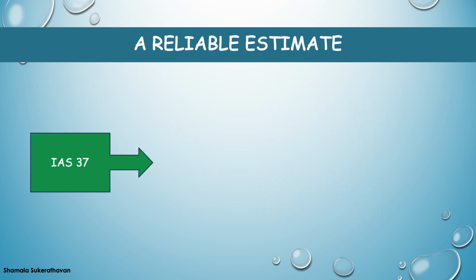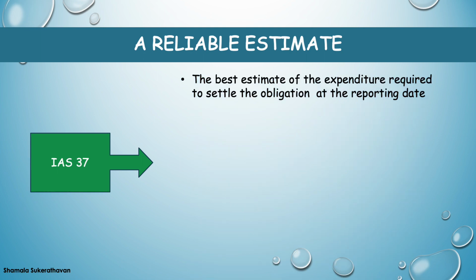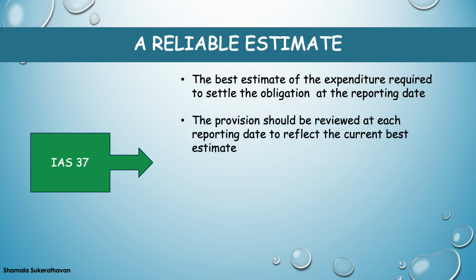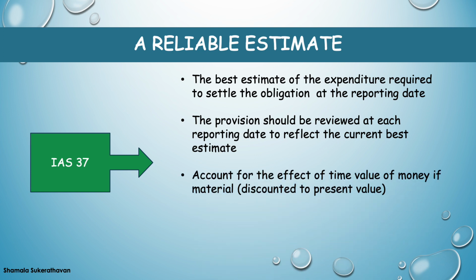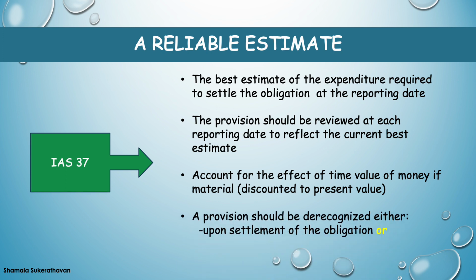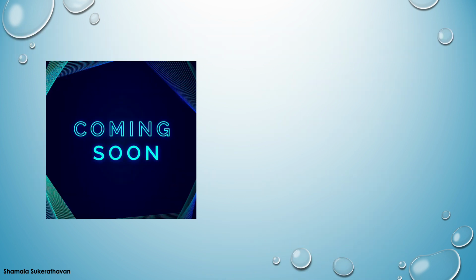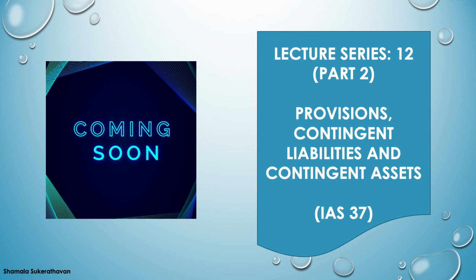Finally, in ensuring a reliable estimate, IAS 37 stipulates the following. The estimate should represent the best estimate of the expenditure required to settle the obligation at the reporting date. Thus, the provision should be reviewed at each reporting date to ensure it reflects the current best estimate. If the effect of time value of money is material, the cash flow projection should be discounted to present value. Lastly, a provision should be de-recognized either upon settlement of the obligation or the outflow of economic benefit is no longer probable.